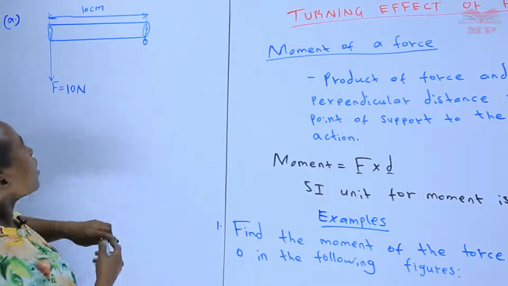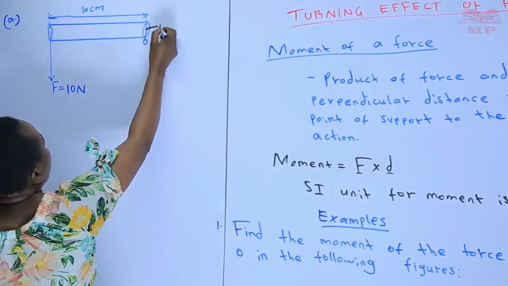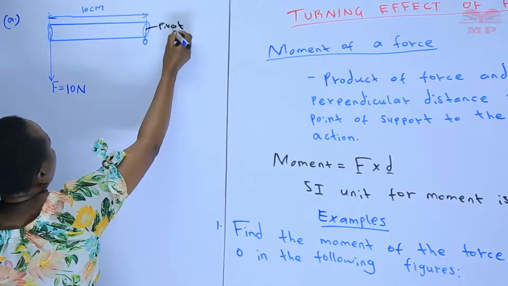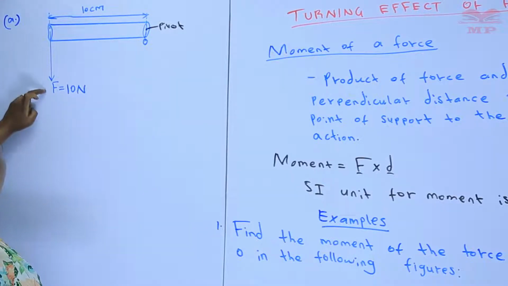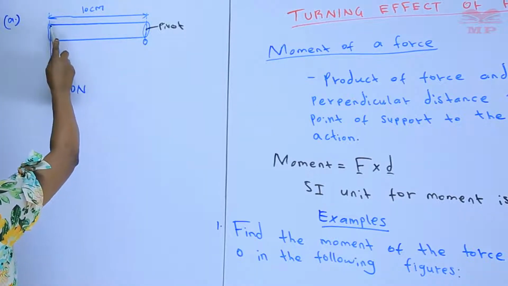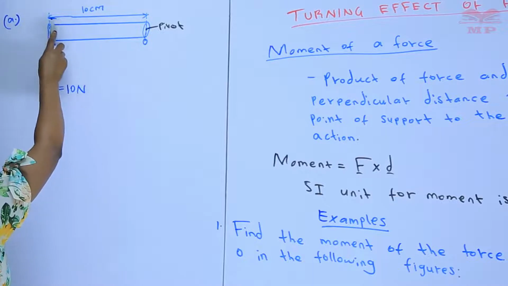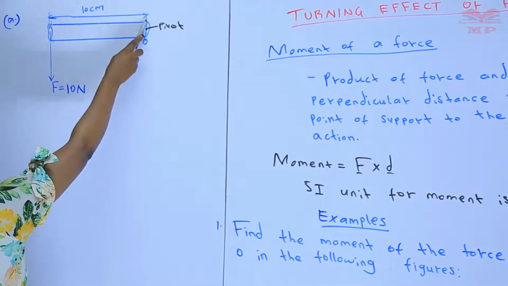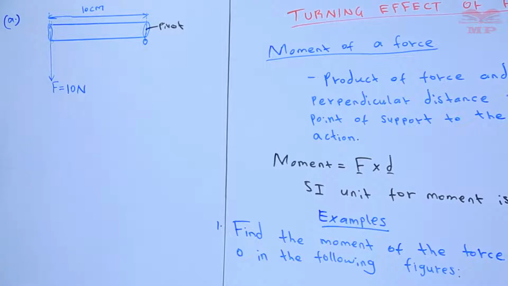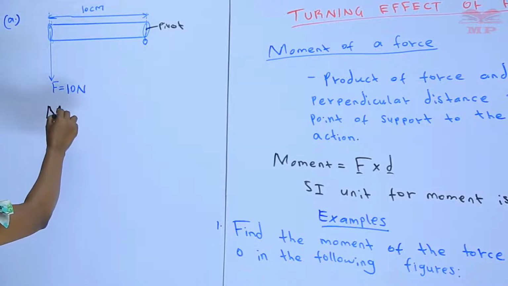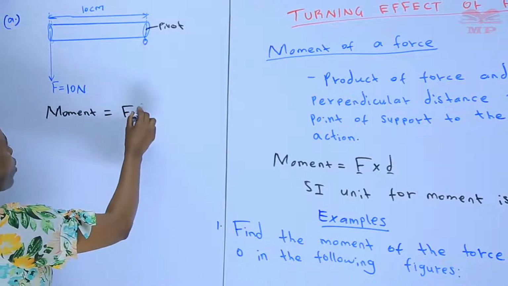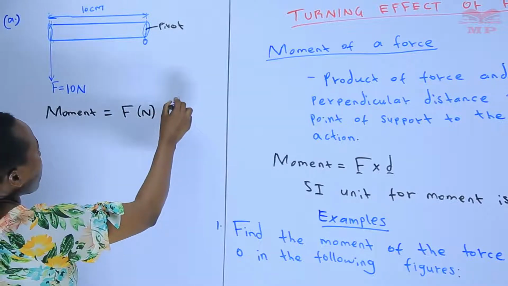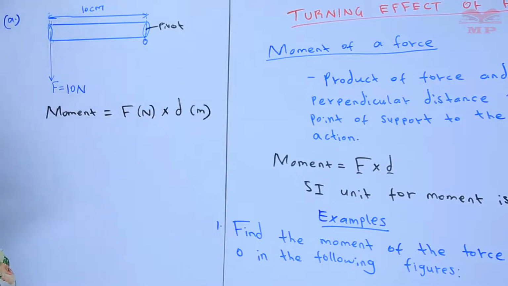As we can see, at this point O, we are told that this is the pivot. So this is our fixed point, point O, and we have a force here. You can see that the force is perpendicular. From the point of support to the line of action, we have a perpendicular distance from here up to here. So we want to calculate moment. And we know very well that moment will be given by force, in newtons, multiplied by distance, and distance should be in meters.